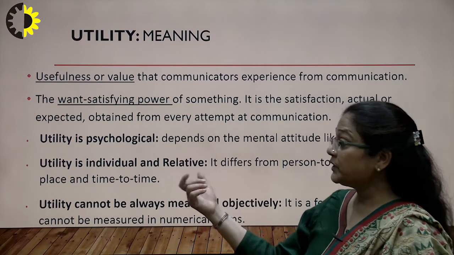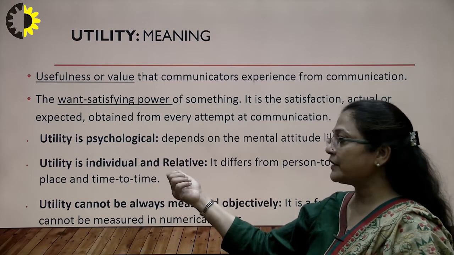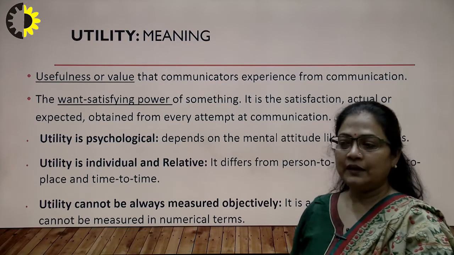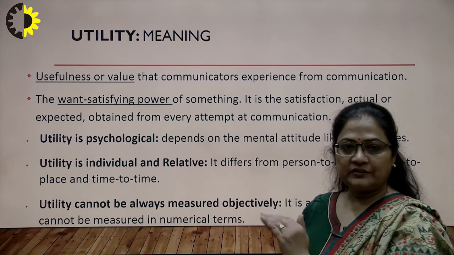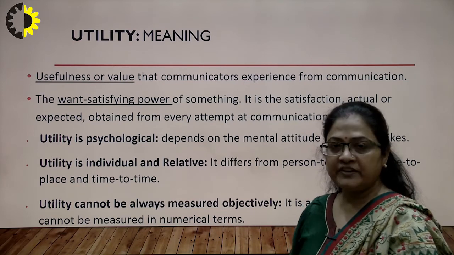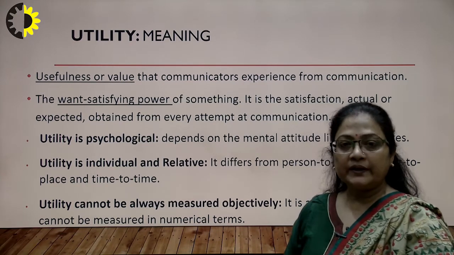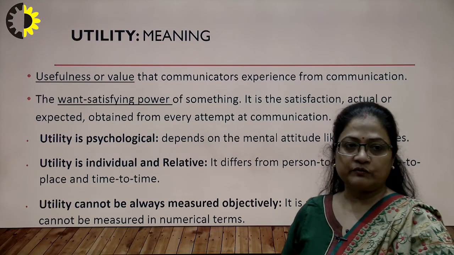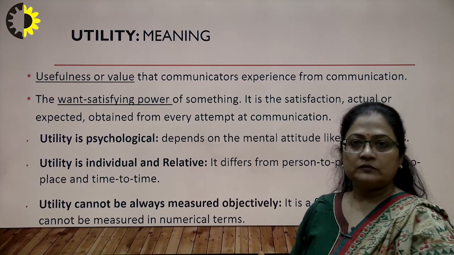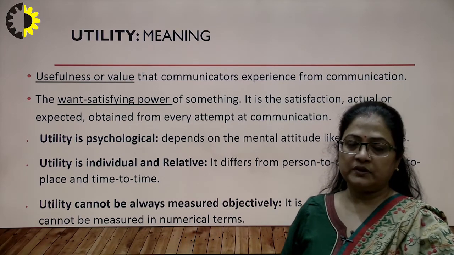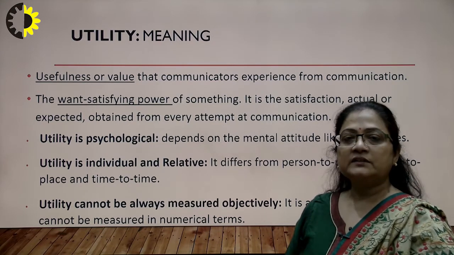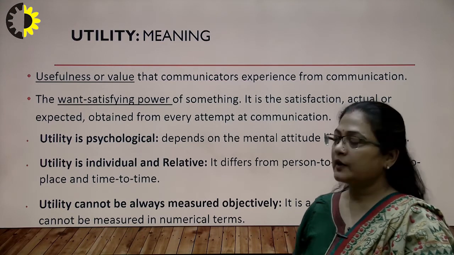Third thing is, since utility is psychological, individual and relative, it cannot be measured objectively. We cannot say that this communication has 2 utility, 3 utility. We cannot measure utility because it is a feeling. We cannot measure our feelings. Okay? We cannot measure accurately the feelings or the psychological state of a person. So, we cannot measure utility in numerical terms. We cannot use numbers to measure the utility. It is only felt and decided by the communicator, the human beings involved in the process of communication.